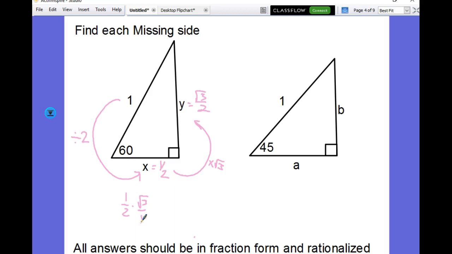So, Nathaniel, what kind of triangle is the one on the right over there? Good job. 45, 45, 90. Marissa, what side did they give us on the 45, 45, 90? The hypotenuse. Diana, do you remember how to get from your hypotenuse to the leg? That's right. Divide by the square root of 2. Now, if I do that, it's going to look like this. 1 over the square root of 2.